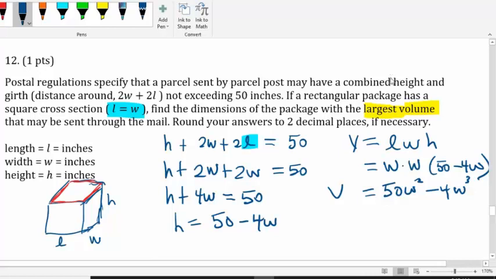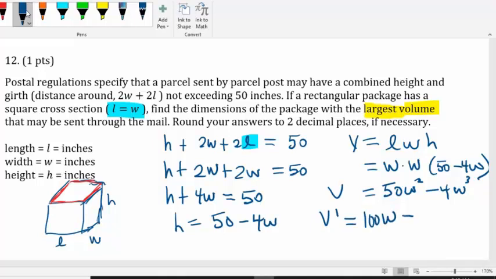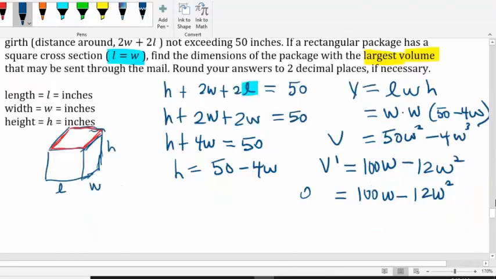Once we found that information, our goal is to maximize. So we need to take the derivative and find the critical value or critical values where a max or min may occur. But in this case, we're looking for a max. So V prime is equal to 100W minus 12W squared. You're then going to set V prime equal to 0, and try to factor.